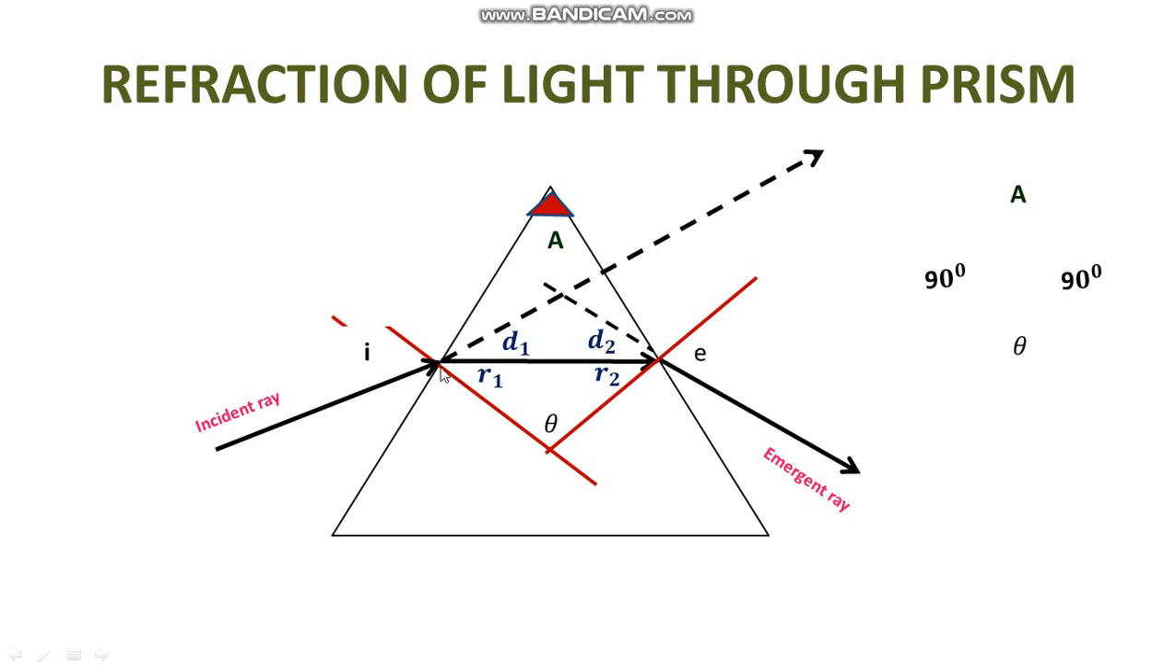Now if there is no prism, then what happens? This incident ray travels in a straight path, right? Because of the prism, what happens here? It deviates. So what is the angle of deviation here? See, this is the angle of deviation. Because of the prism, this light bends. How much it bends, that is the deviation, right? So now we are going to calculate the deviation.